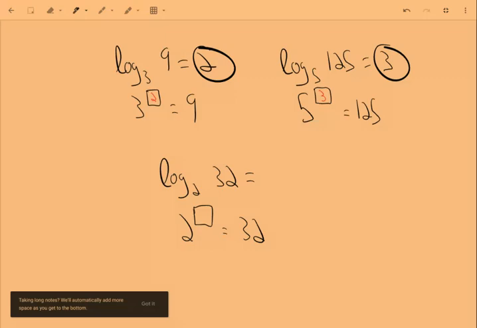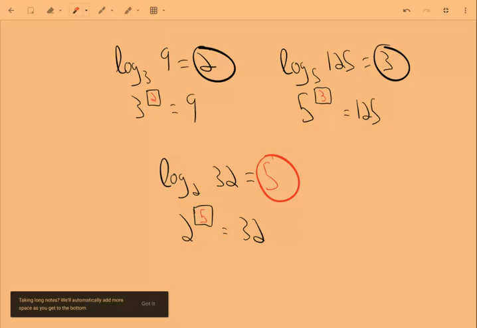Let's check that one more time. 2 times 2 is 4. Times 2 is 8. Times 2 is 16. Times 2 is 32. Yeah, I'm correct. So it's 2 to the power of 5 is equal to 32. So we would say that log base 2 of 32 is equal to 5. So hopefully that gives you an idea of how logarithms work. The answer to a logarithm is the exponent.